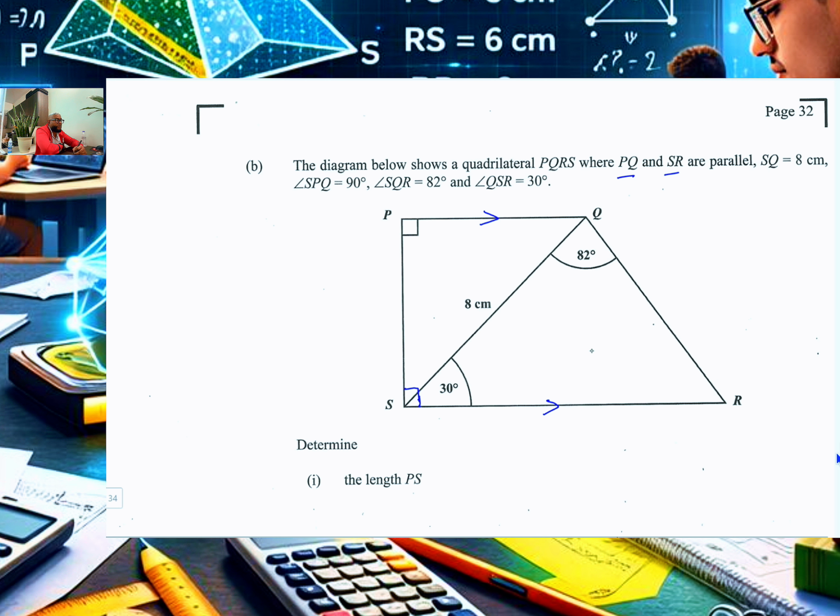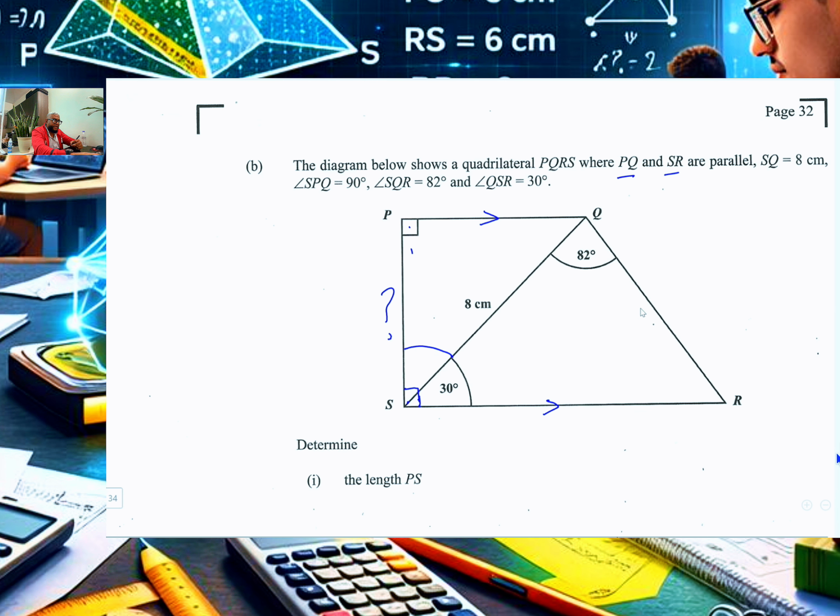Now you realize they did not put in this 90 here, but you have to know if you have a pair of parallel lines, this angle and this angle are co-interior angles, and they add up to 180 degrees. So if here's 90, down here is 90. Find the length of PS. PS is here. Do we have this angle?